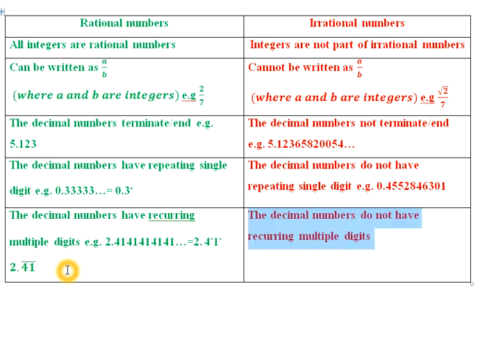With irrational numbers, the decimal numbers do not have recurring multiple digits. That means after a comma, there are no certain digits that are repeating themselves in a certain way. So here you can see that we've got 2,4564187. So there's no one number that is repeating itself, and there are no multiple digits that are repeating themselves.